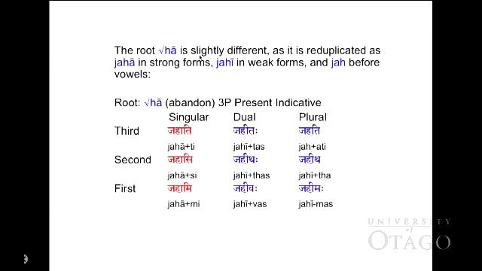The root ha is slightly different as it is reduplicated as jaha in strong form, jahi in weak forms, and jah before a vowel. So ha, abandoned. Jahati, jahitas, jahati, jahasi, jahitas, jahita, jahami, jahivas, jahimas. This is ha, abandoned, in third class.